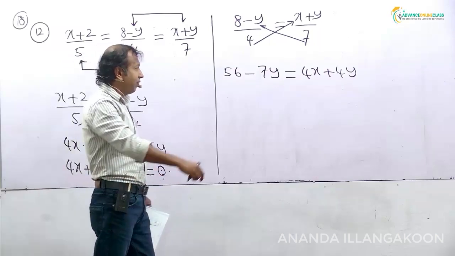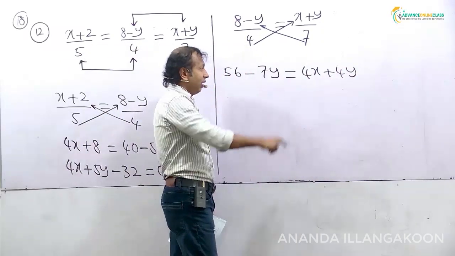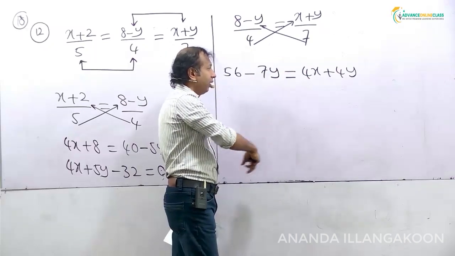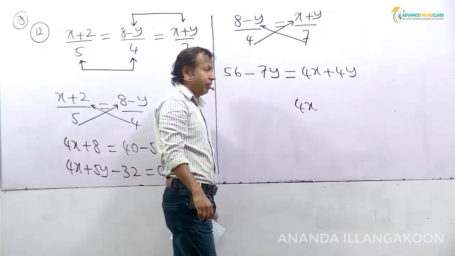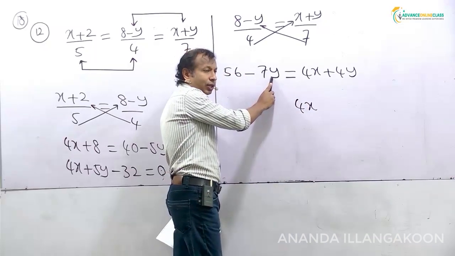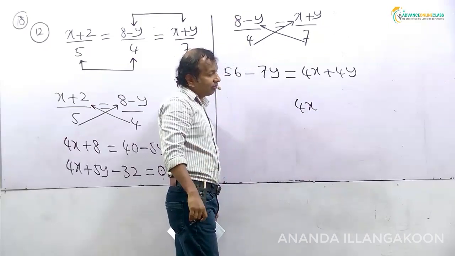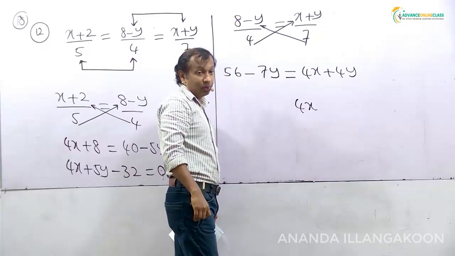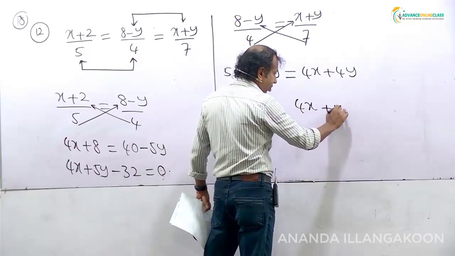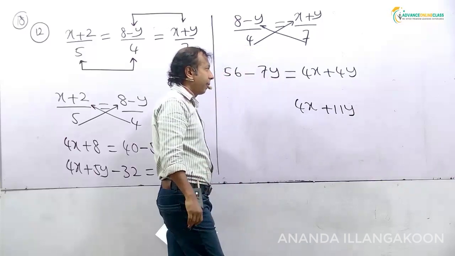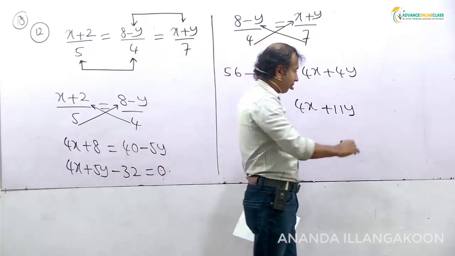Now I bring the left-hand side terms to the right. The left-hand side, these terms I take right. 4x, one change. Minus 7y I take to the right-hand side, that becomes plus 7y. Over there, still 4y is available, together 11y. And this 56 also I take to the right-hand side, minus 56.